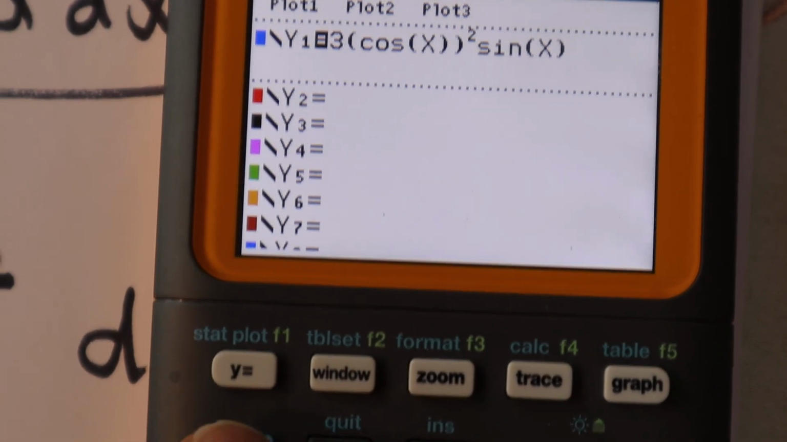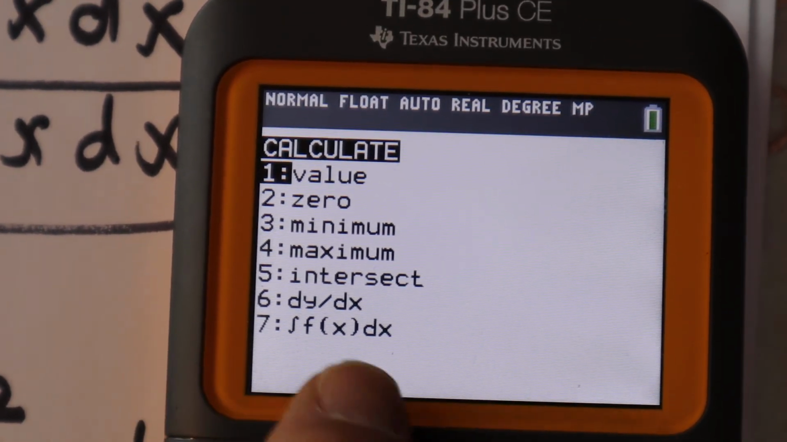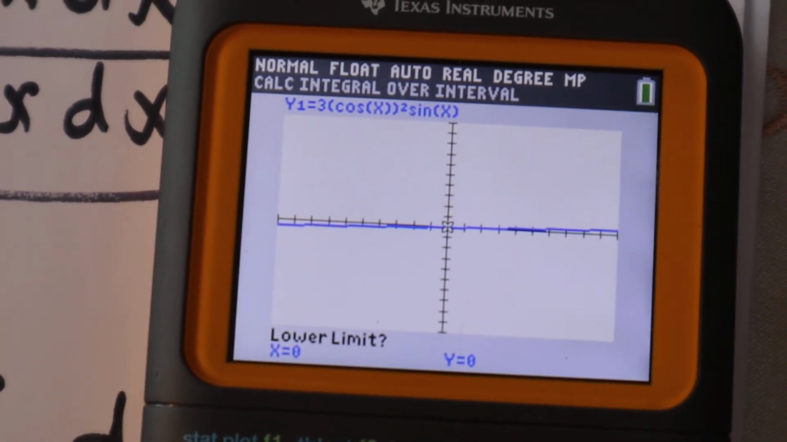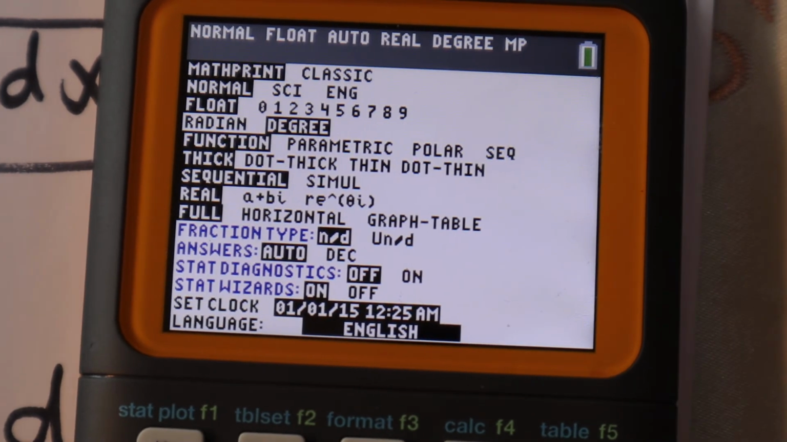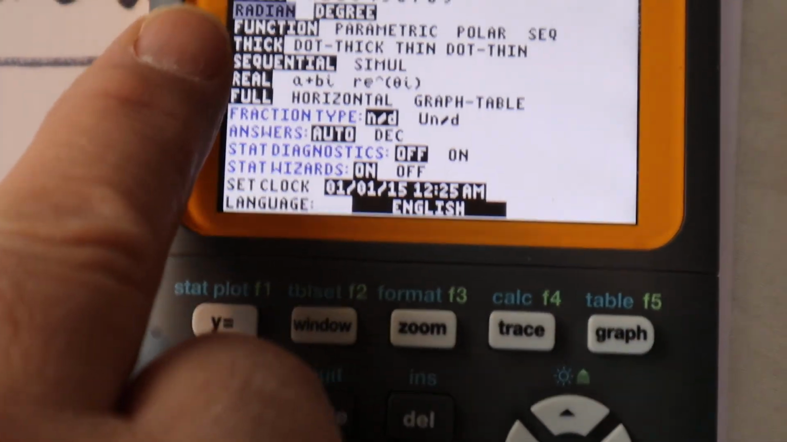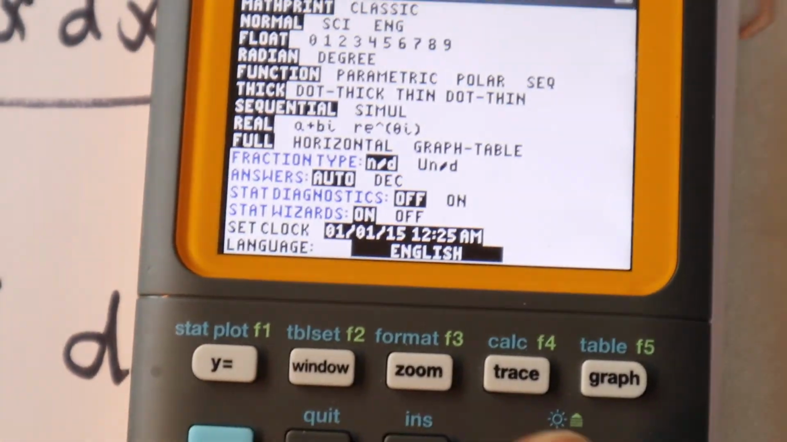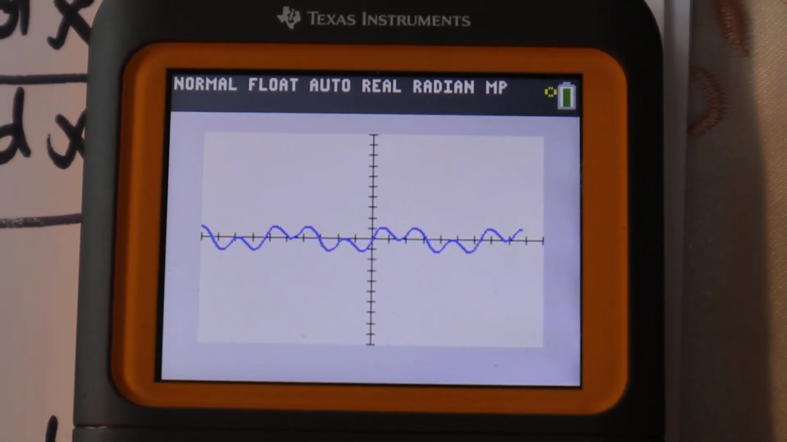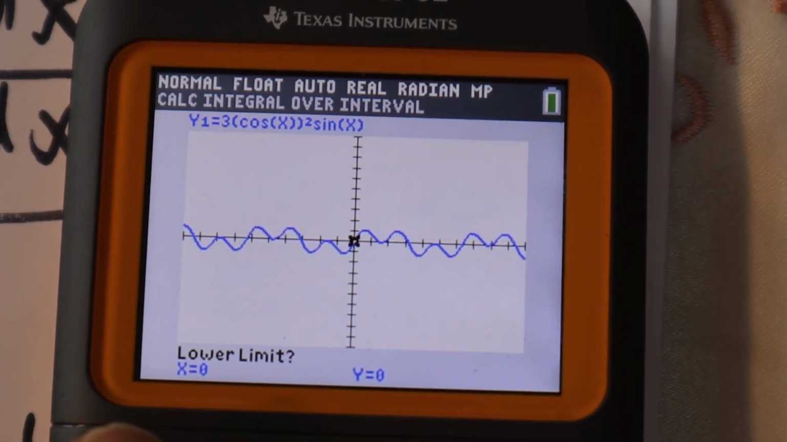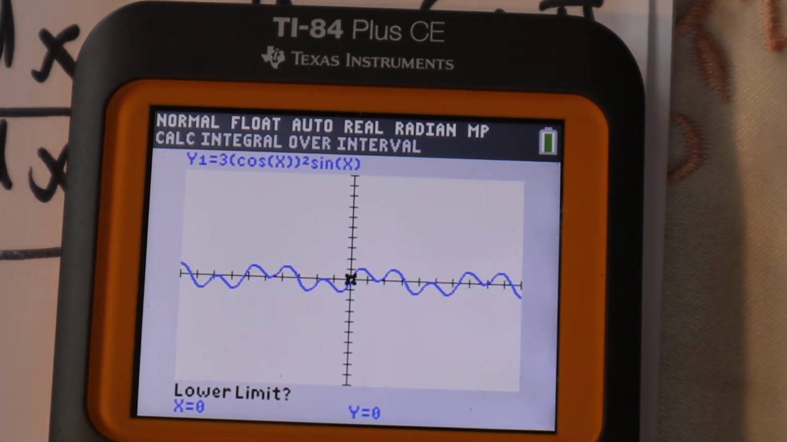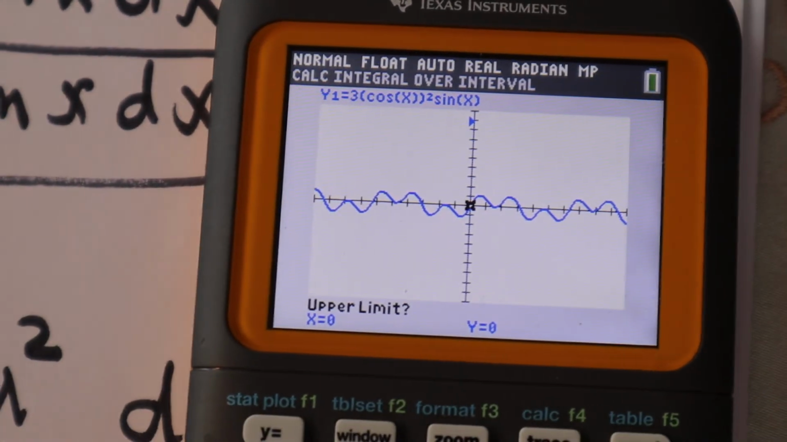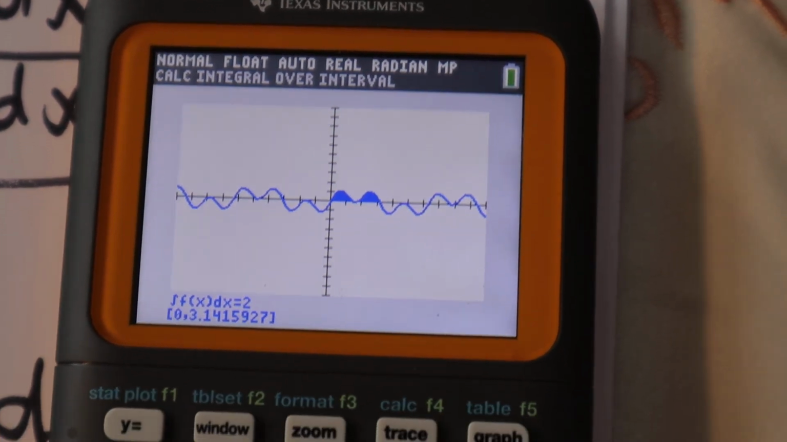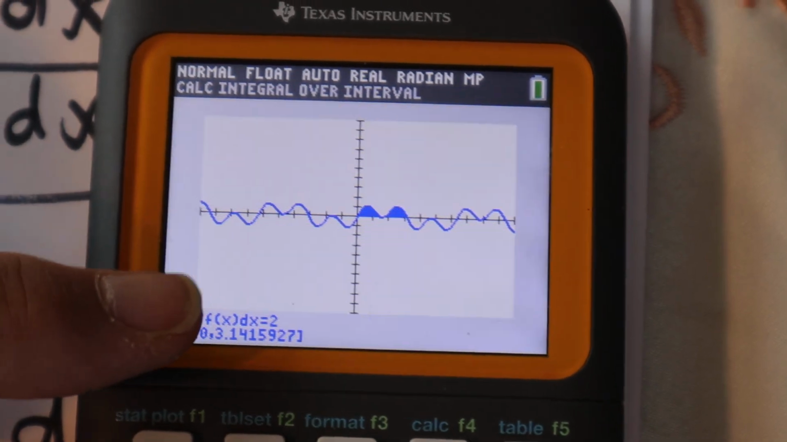To find the integral, press second trace. Go to 7. Click 7. Make sure before you do that, press mode, and make sure that you are in radian mode. See the blinking one, radian? Press enter. Go back again to second trace and repeat the same. Make sure that the function will be graphed properly. And then the lower bound will be 0, as you see, 0, enter. And then the upper bound will be pi. Second, pi, enter. And the integral result is 2, as you see.